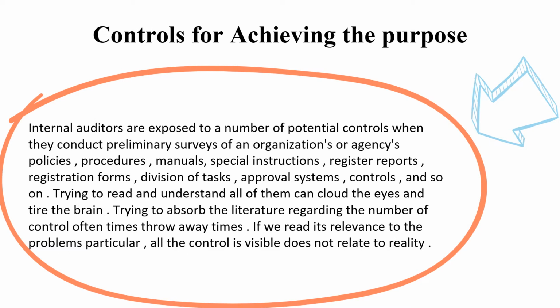Controls for achieving the purpose. Internal auditors are exposed to a number of potential controls when they conduct a preliminary survey of an organization or agency policy, procedure, manual, special instruction, register reports, registration form, division of tasks, approval system, control, and so on. Trying to read and understand all of them can tire the eye and the brain. Trying to absorb the literature regarding the number of controls often wastes time. We should read what is relevant to the particular problem. All the controls that are visible do not relate to reality.